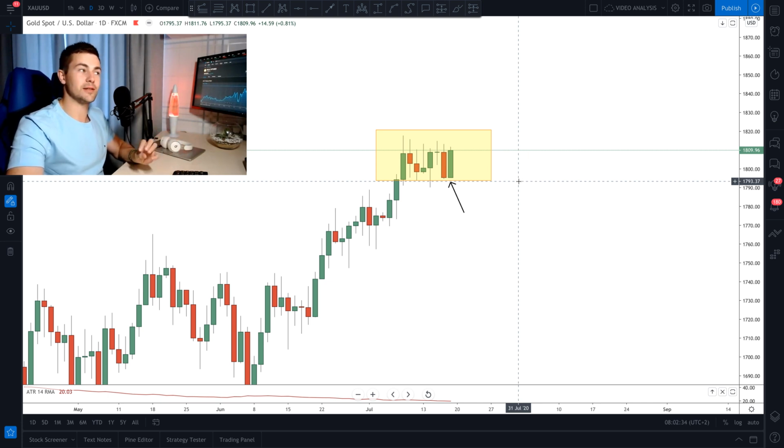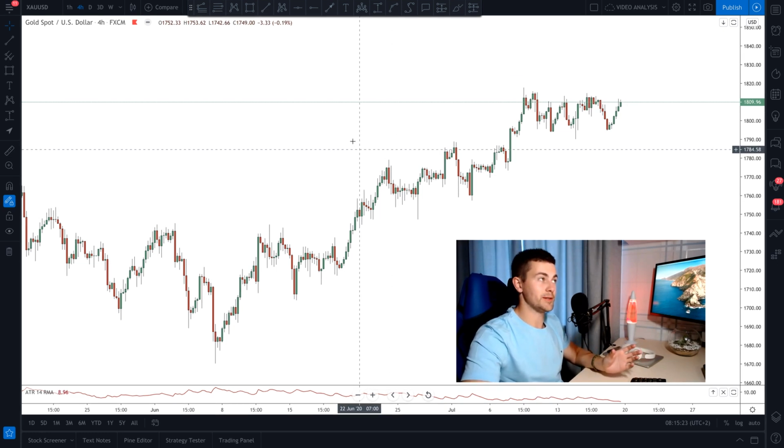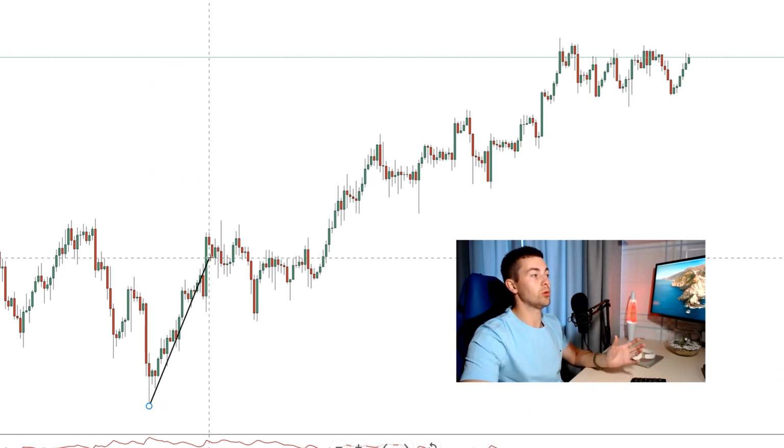Now let's analyze a lower time frame, and I will show you a very interesting thing right there. We are now on the 4-hour chart, and let's analyze the price action on the 4-hour chart. What is important here is that, for example, here is our local structure low.